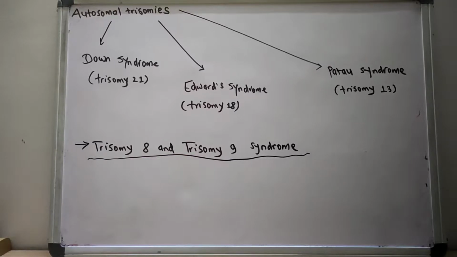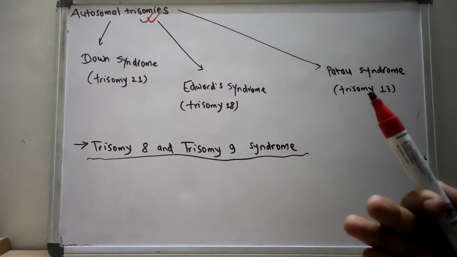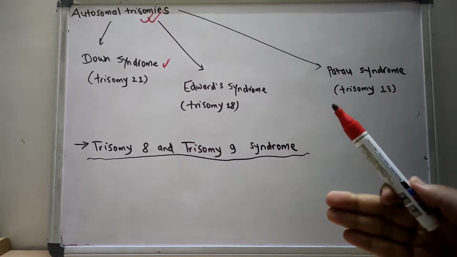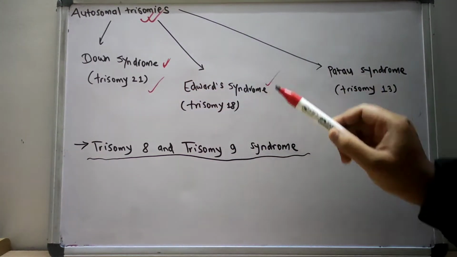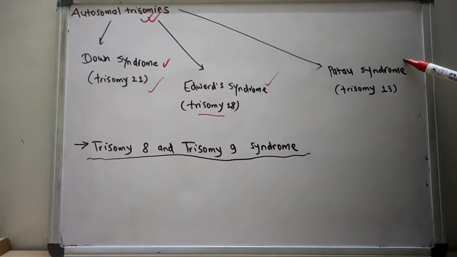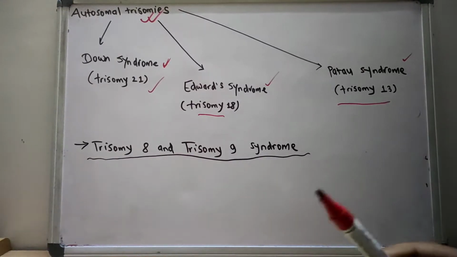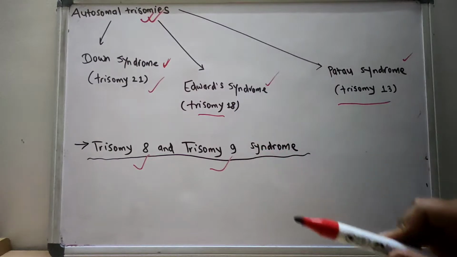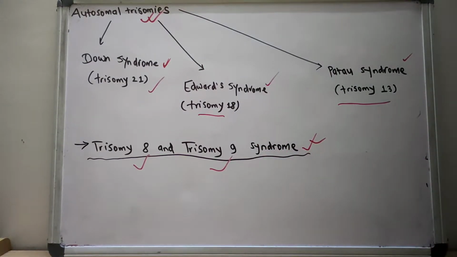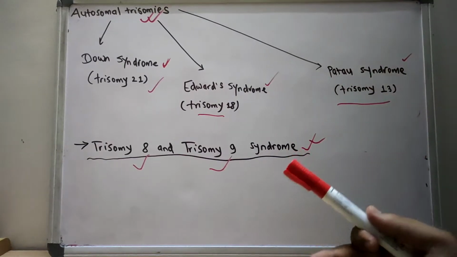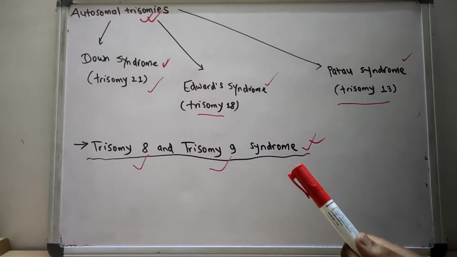Today we are going to discuss autosomal trisomies. In these autosomal trisomies, we are going to discuss mainly Down syndrome, which is trisomy 21, Edwards syndrome, that is trisomy 18, and Patau syndrome, that is trisomy 13. Along with that, we are going to discuss in brief trisomy 8 and trisomy 9 syndrome. So in this lecture, I am going to describe sequentially Down syndrome, Edwards syndrome, Patau syndrome, trisomy 8 and trisomy 9 syndrome.